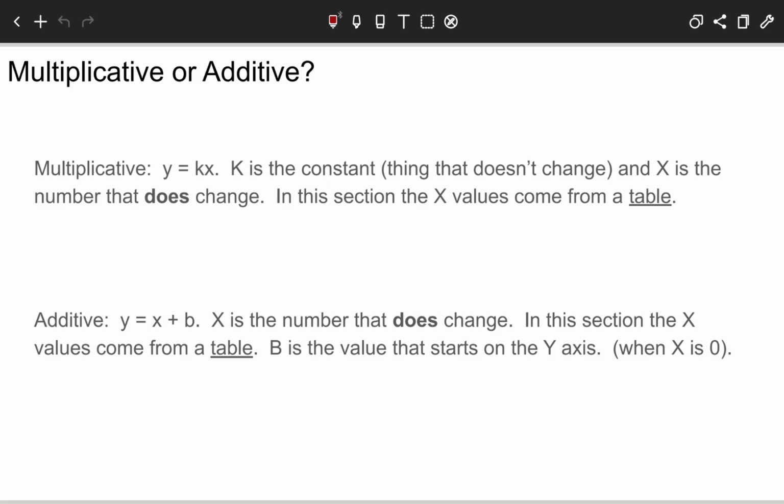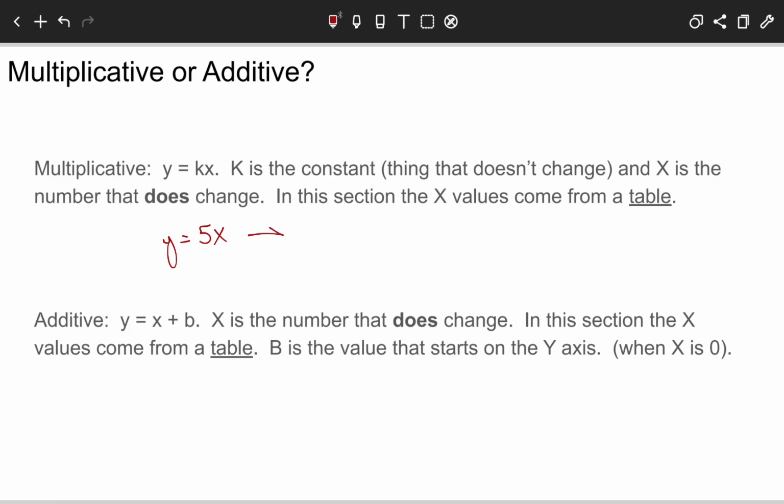That means like k could be 5. And then we'd be looking at y equals 5x. X is going to be constantly changing, which in turn will change what y is going to be, because we're going to be multiplying x times 5.